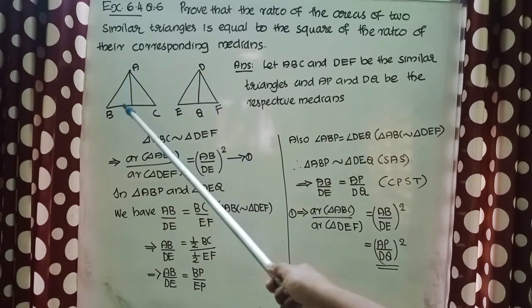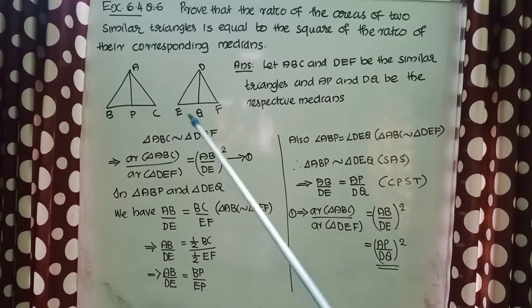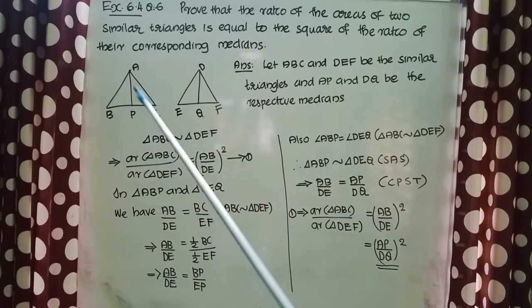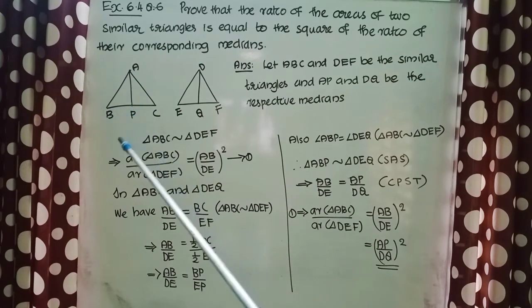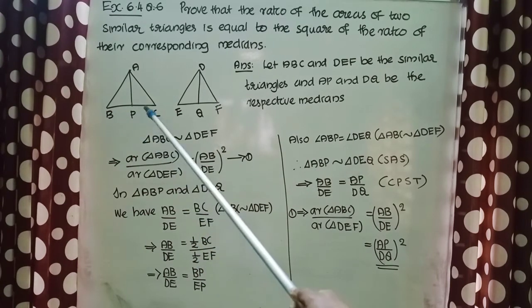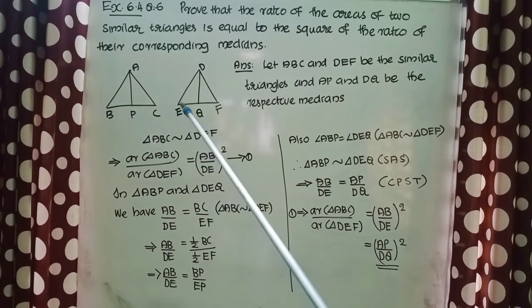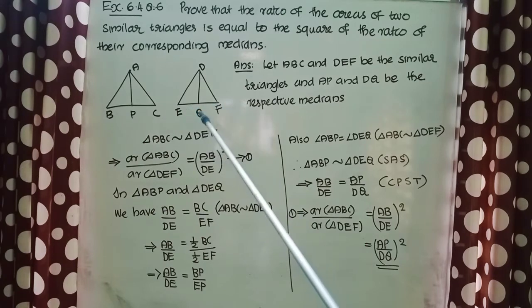But we don't want BC and EF completely. We need only BP and EQ. So we can take half here. So AB by DE equal to half BC by half EF. Half of BC is BP and half of EF is EQ. So we get AB by DE equal to BP by EQ.